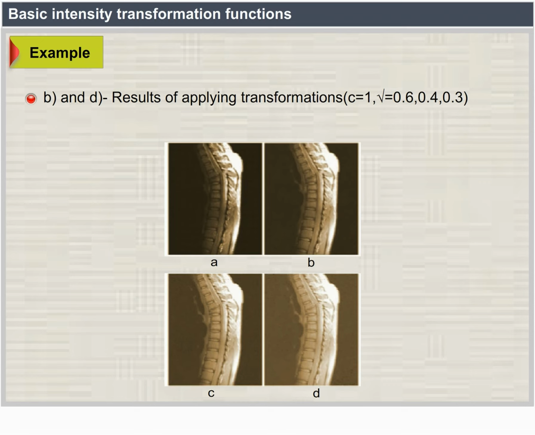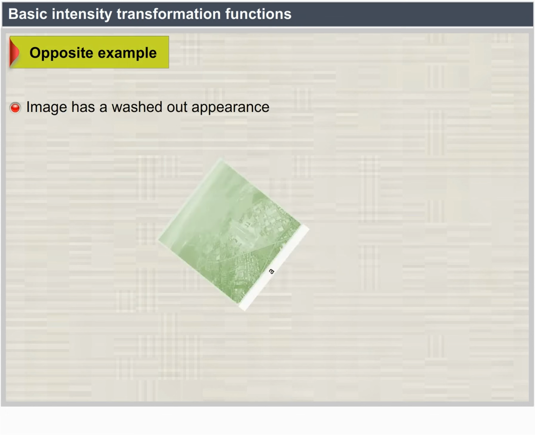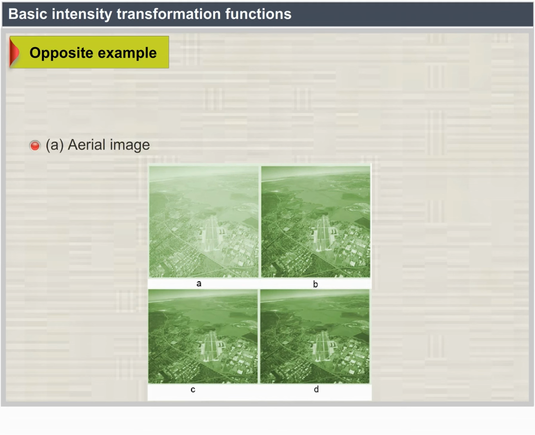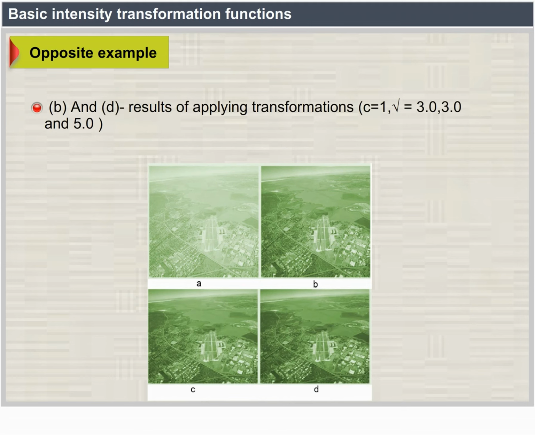Opposite example. The image has a washed out appearance, so compression of intensity levels is desirable. Use values of gamma greater than 1. Aerial image and results of applying transformations with C equals 1, gamma equals 3.0, 4.0 and 5.0.